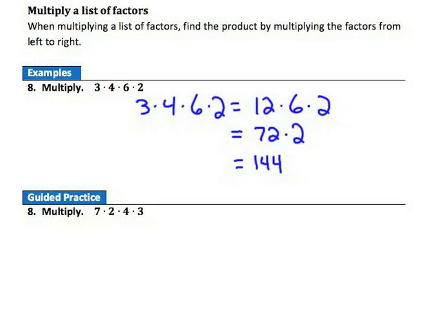Now it's time to check your understanding of multiplying a list of factors. Hit pause on your video player and complete Guided Practice 8. When you're done, hit play to see how you did.